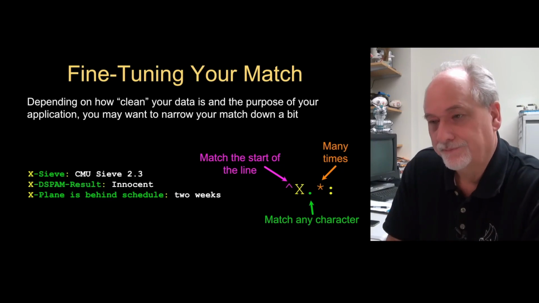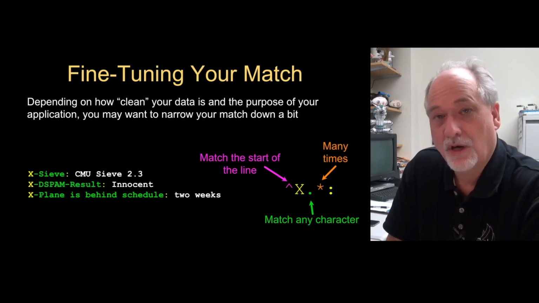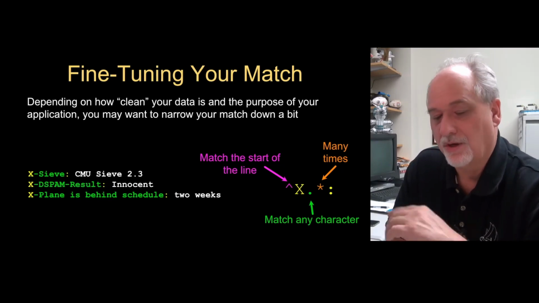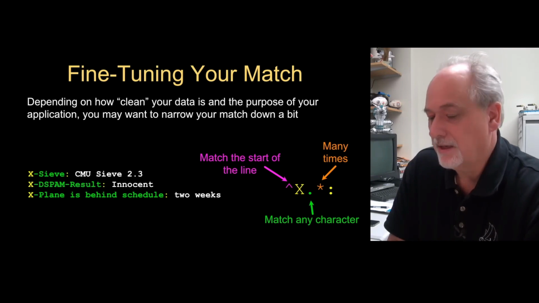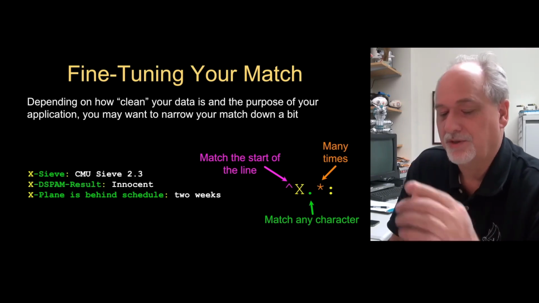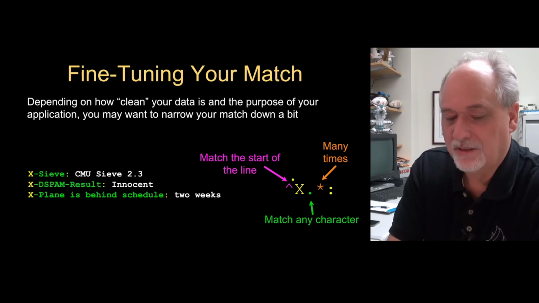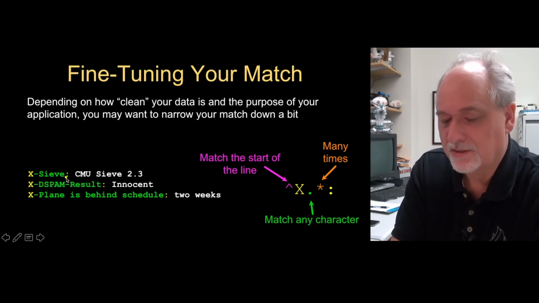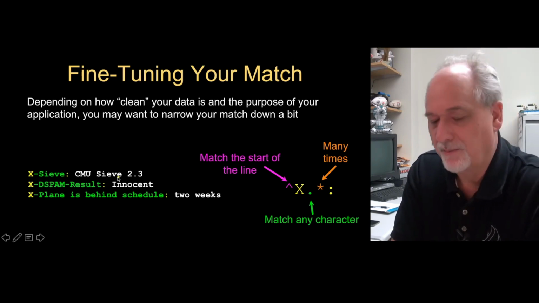Okay? Now, sometimes you want to be a little more clear on your match. So let's take a look at these lines that match that particular thing that we just did. So we have these two, X-CIV colon, X-DSPAM-Result, like these are from mail messages.